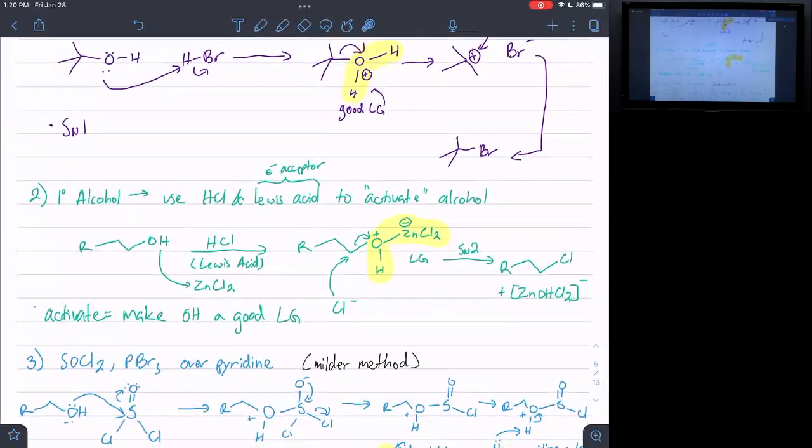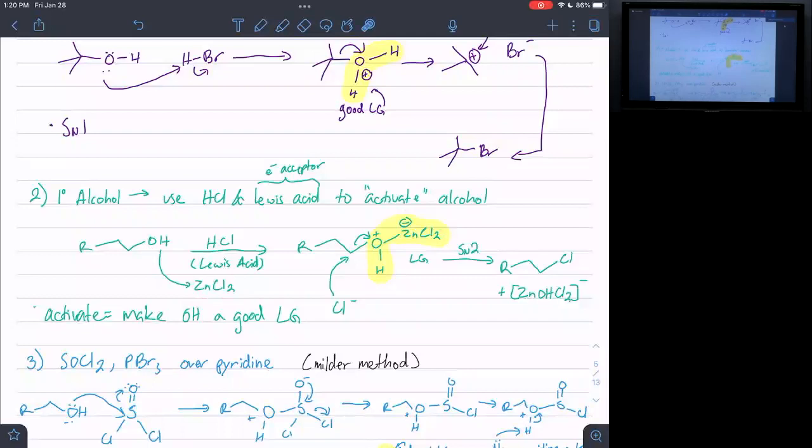Okay, so that was one way to activate the alcohol, was to turn it into a water. We can also use a Lewis acid and a bulkier addition as a leaving group to make the alcohol into a good leaving group. In this case, we used ZnCl2, which is a Lewis acid, which means it's an electron acceptor, so an electrophile. The alcohol is going to act as a nucleophile and attack the electrophile ZnCl2. And then you get this giant complex, which is a really good leaving group.